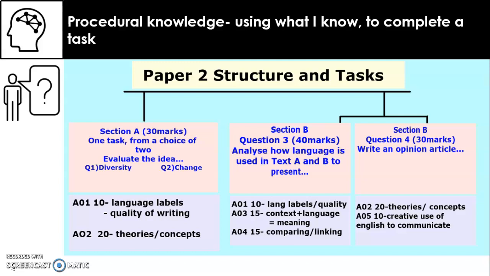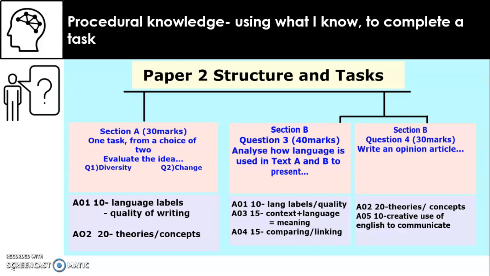So which task? Well, I already gave us a clue that we're going to be looking at the highest value task. If you look at this structure of paper 2 that we have seen before, it's a quick reminder that we have section A, 30 marks. Section B is divided into 2 tasks. Question 3 is 40 marks and question 4 is 30. So we're going to be looking at question 3 today. That probably would have been given away by the fact that we were looking at 2 texts last week. And section B, question 3, will always ask you to analyze how language is used in 2 texts, in a text A and a text B, to present something. Often this is going to be linked to a writer's or writers' attitudes and views towards a particular topic.